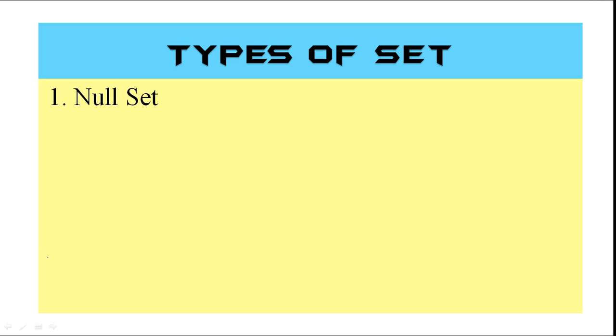Types of set. The first is the null set. The set which contains no elements at all is called the null set. This set, sometimes called the empty set or the void set, is denoted by the symbol phi or simply by the curly bracket. Okay, let me write a set having no element.